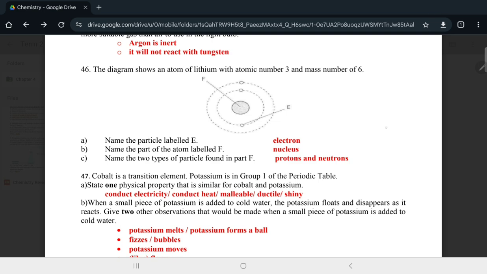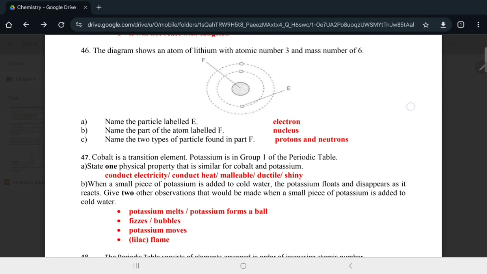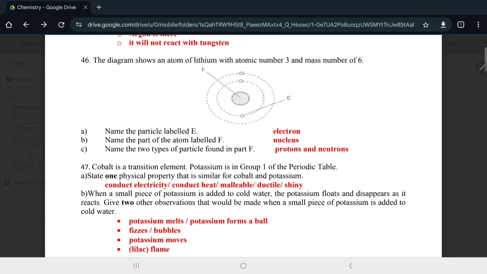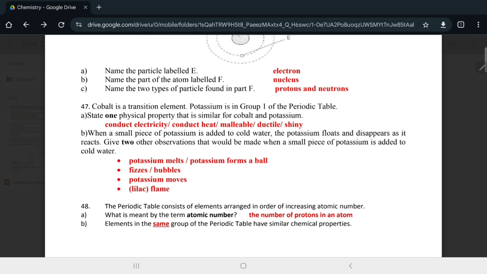Okay. Here they gave you this atom. Name the particle labeled E. This is an electron, since it's in the cloud. You see this orbit here? It's actually not how real atoms look, but it's just a diagram to help you understand. These particles are E, or electrons. F is the nucleus. This whole thing is the nucleus. And the two subatomic particles that are found in the nucleus are the protons and the neutrons. Okay? Collectively known as nucleons.